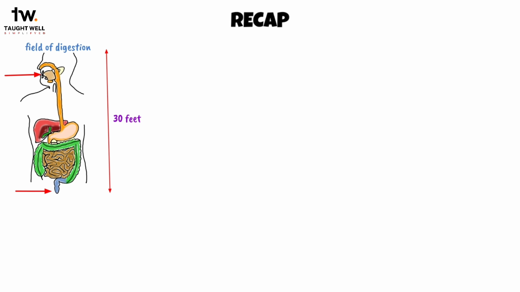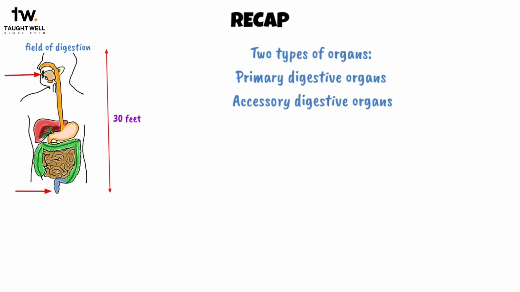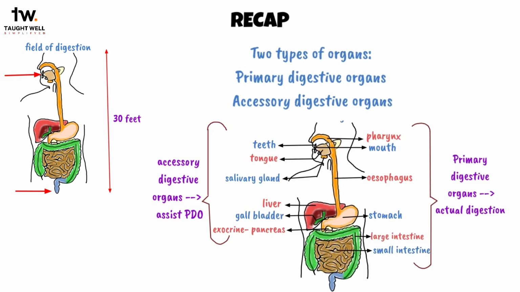The GI tract is formed by two types of organs, primary digestive organs and accessory digestive organs. The primary digestive organs are the organs where actual digestion takes place. These include the mouth, pharynx, esophagus, stomach, small and large intestine. The accessory digestive organs are those which assist the primary digestive organs in the process of digestion. They include teeth, tongue, salivary glands, exocrine part of pancreas, liver, and gallbladder.